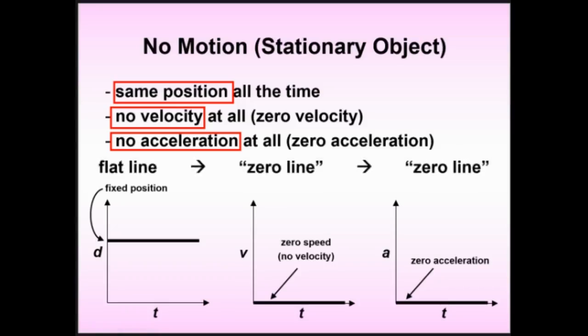This is the what? The progression of calculus. Flat line leads to a 0 line, and a 0 line leads to what? A 0 line. Can you get simpler than a 0 line? So a 0 line keeps what? Generating itself. All right.